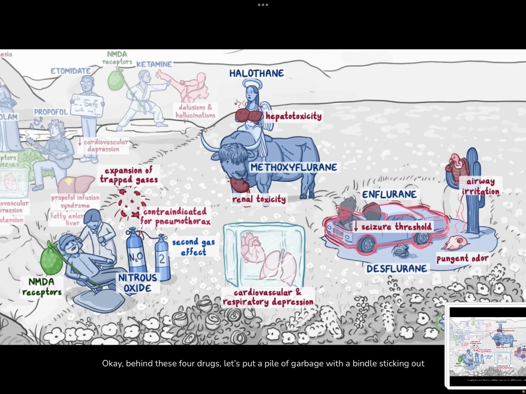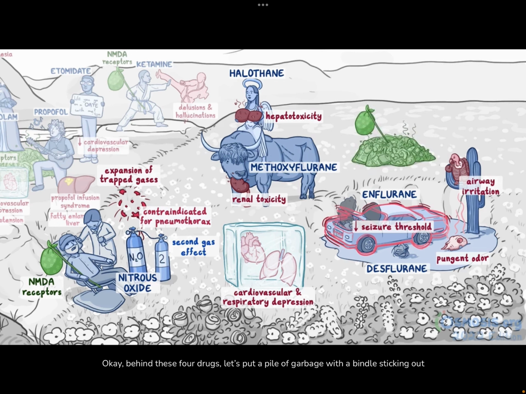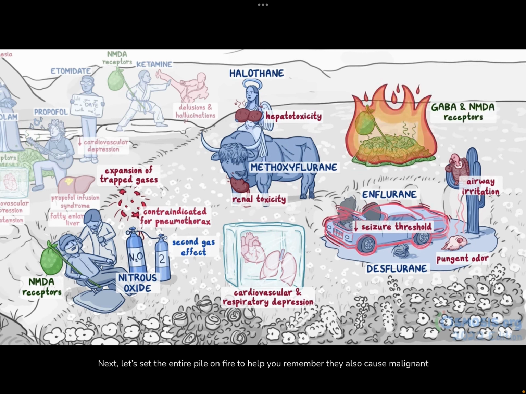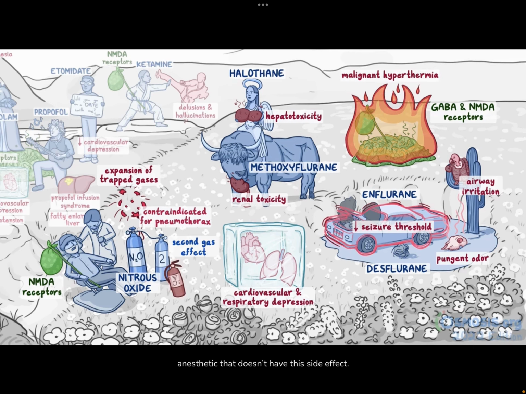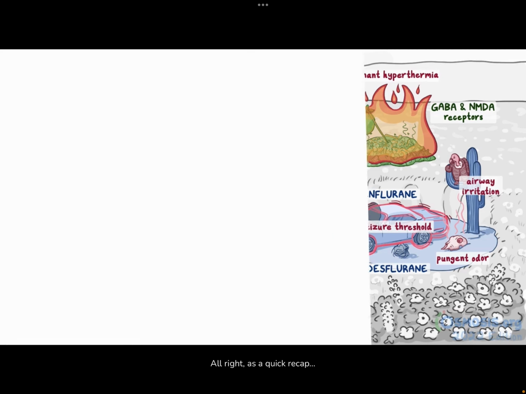Okay, behind these 4 drugs, let's put another pile of garbage with a bindle sticking out from the top, since halogenated anesthetics work on both GABA and NMDA receptors. Next, let's set the entire pile on fire to help you remember they also cause malignant hyperthermia. The dentist has a fire extinguisher next to him, since nitrous oxide is the only inhaled anesthetic that doesn't have this side effect. Alright, so quick recap.